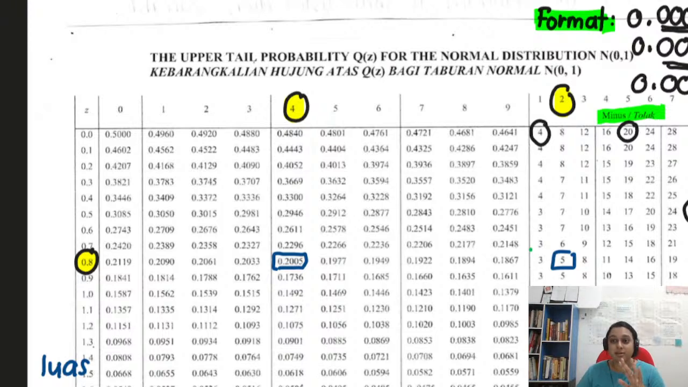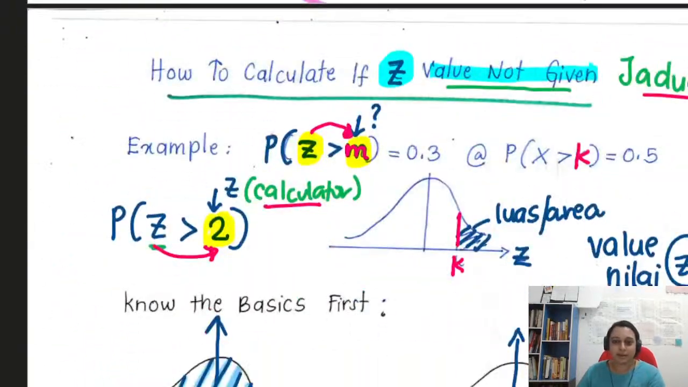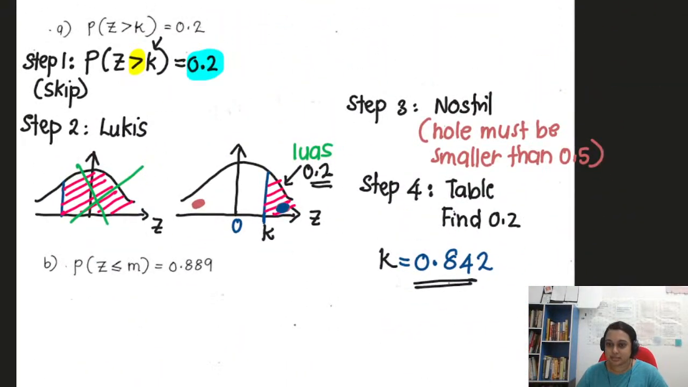Okay, never mind, don't worry. By the time we finish, there are 3 more examples, and you will already fully understand. I'm very sure. Memang akan faham. Okay, so sekarang I go back, so 0.842, is it? Pergi balik ke our soalan, 0.842. That is your answer untuk K.